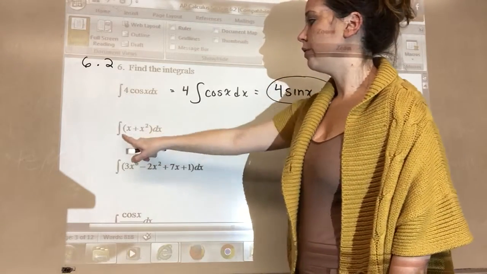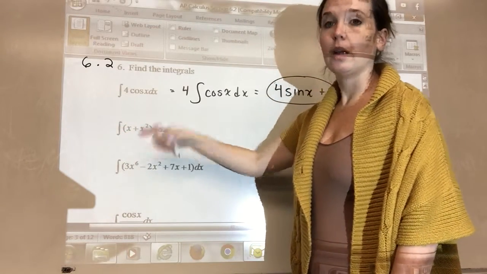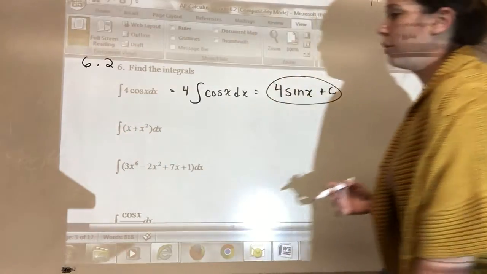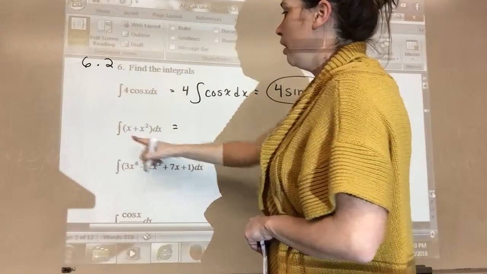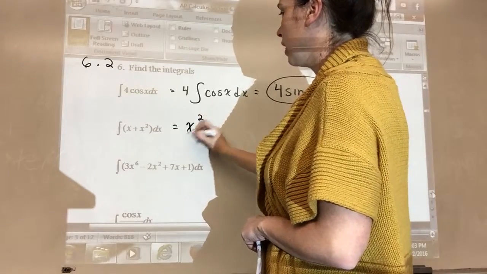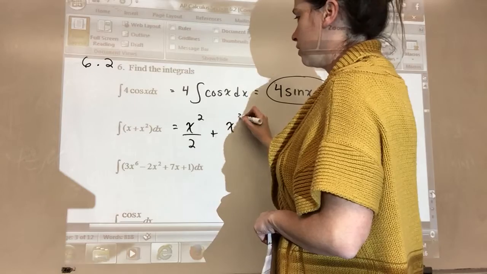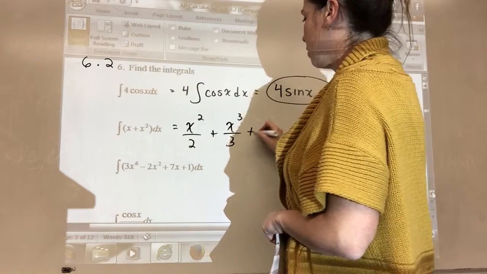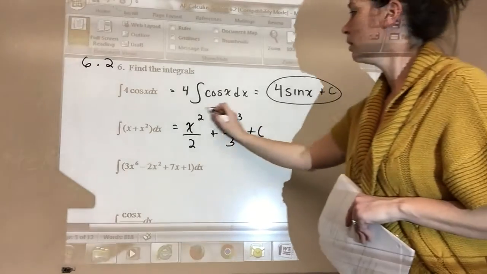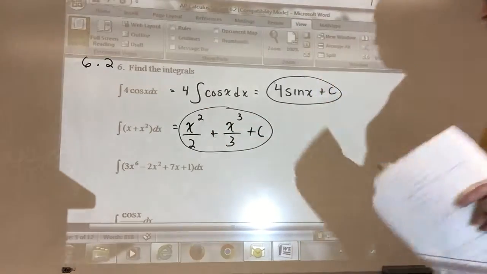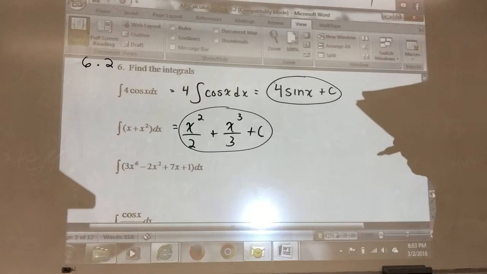Okay, so the next one, this is what I was talking about. Could I go through and rewrite this as the integral of x plus the integral of x squared? Yes, I could, but why would I do that? Instead, I'm just going to go through and I'm going to take the integral of each piece as it goes. So the integral of x is x squared over 2. The integral of x squared is x to the third over 3, and then we put our plus c. And you can leave it just like that, okay? Okay, go to the next one. Try this one yourself, maybe. Same type problem.